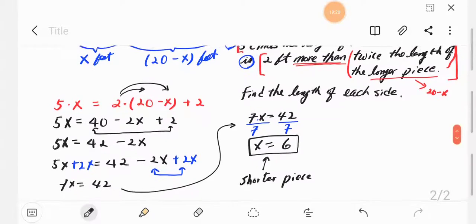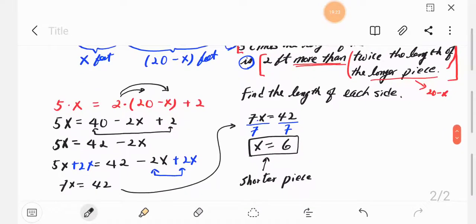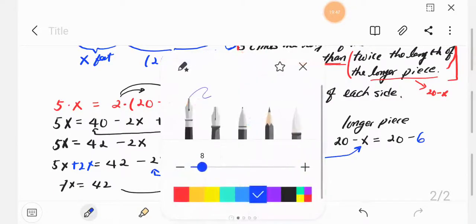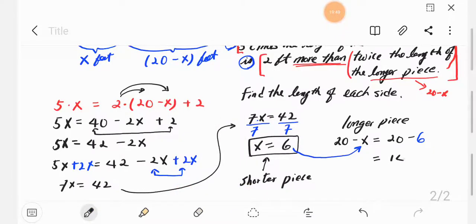Then what's the longer piece? The longer piece is 20 minus x, isn't it? So 20 minus x is the length of the longer piece, which is equal to 20 minus 6, right? So plug in this 6 for x, and this is equal to 14 feet. So the longer piece is 14 feet, and the shorter piece is 6 feet.